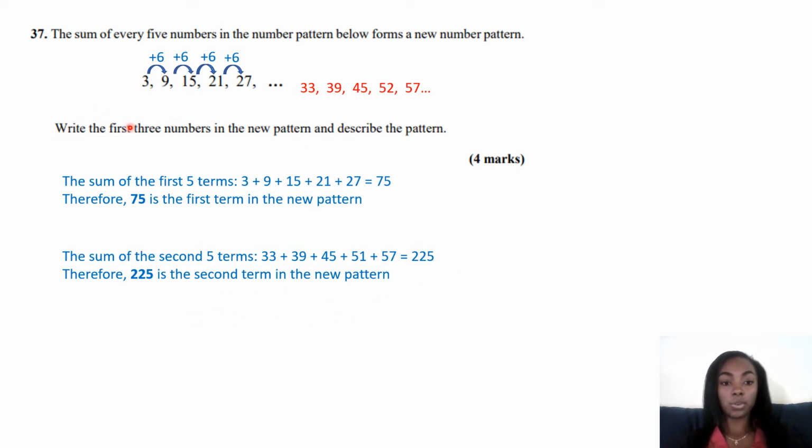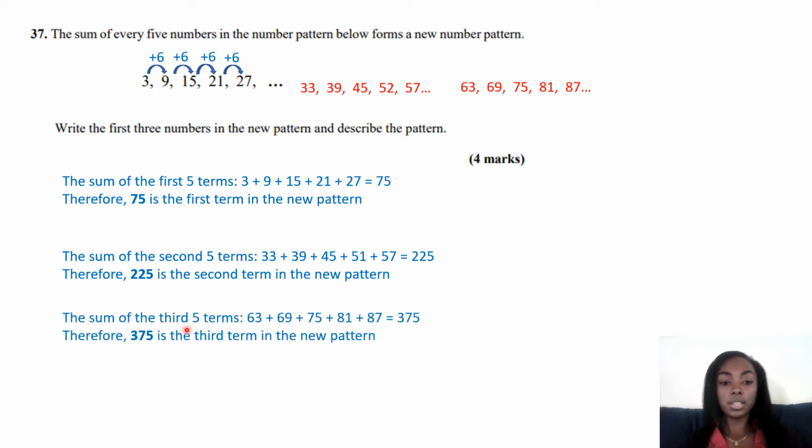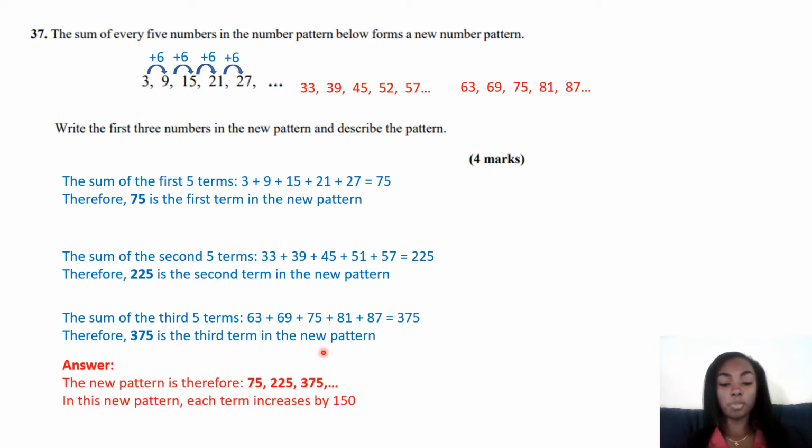But what did they ask us for? They asked us for the first 3 numbers. So now after 57, I'm going to continue the same pattern and I'm going to add on 6 over here. So that's going to give me 63, then 69, 75, 81, and 87. So again, same procedure, I'm going to add up these 5 numbers. So the sum of the third 5 numbers, or the third 5 terms, when we add it up, we're going to get 375. Therefore, 375 is a new term in the new pattern.